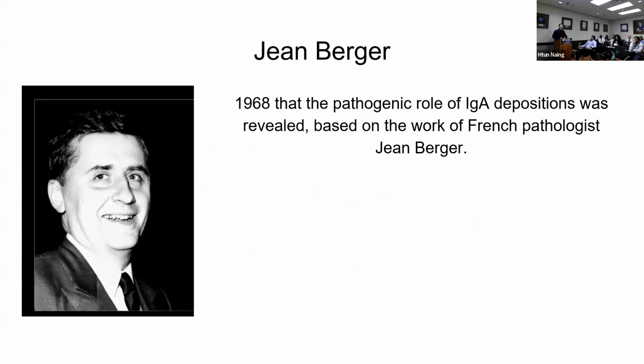IgA nephropathy was first found by the French pathologist Jean Berger. Before 1968, IgA nephropathy was thought to be caused by IgG. But this French pathologist found that IgA plays a major role in IgA nephropathy.